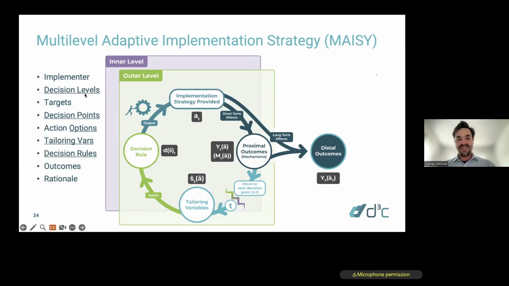MAISYs have decision levels. So what level am I making a decision at? Decision points, because everything is tracking across time. I don't have just one strategy. I have many options for my strategy. I have tailoring variables. These are the variables that I use to make the decision. And then, of course, I have the decision rule that's guiding the implementer in terms of their decision.